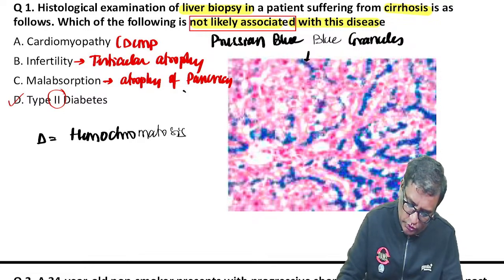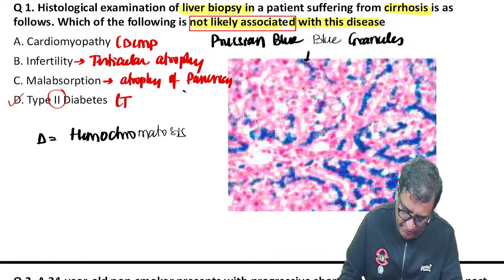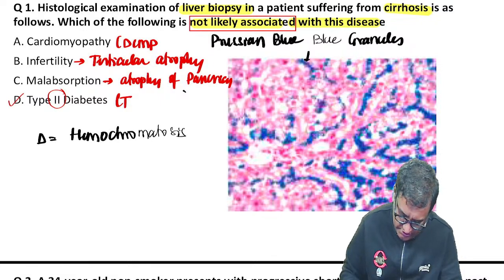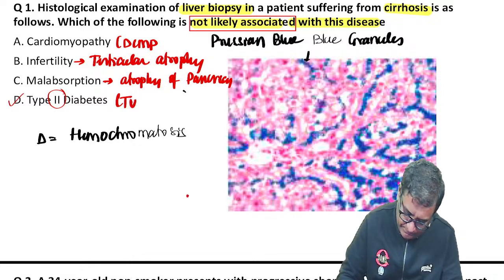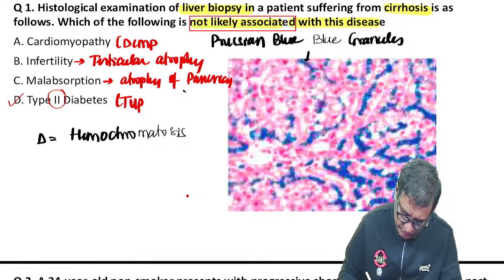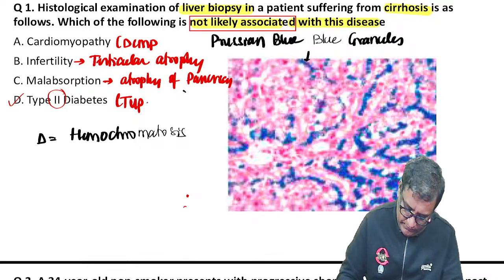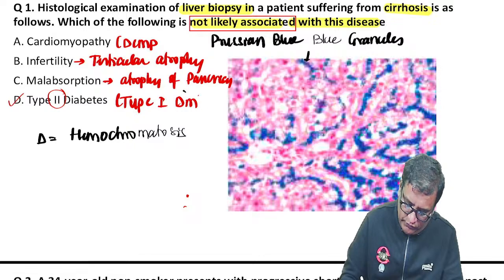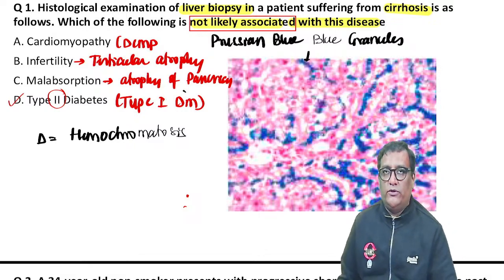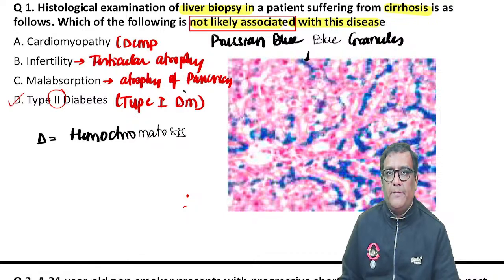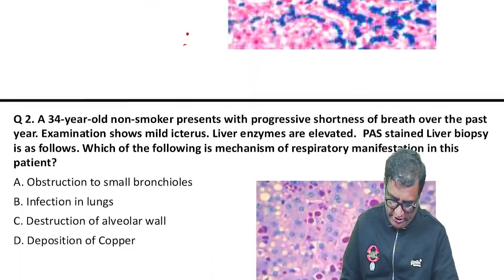It is not type 2. The association will be of type 1 diabetes. That is the association here. There is a type 1 diabetes association in hemochromatosis, not a type 2, isn't it? So this is not a type 2. That is the wrong answer here. Type 2 is the wrong answer. Okay, let us look at the next question now.